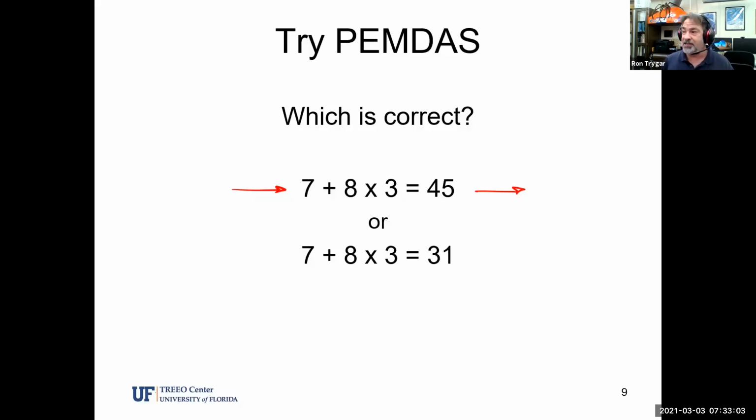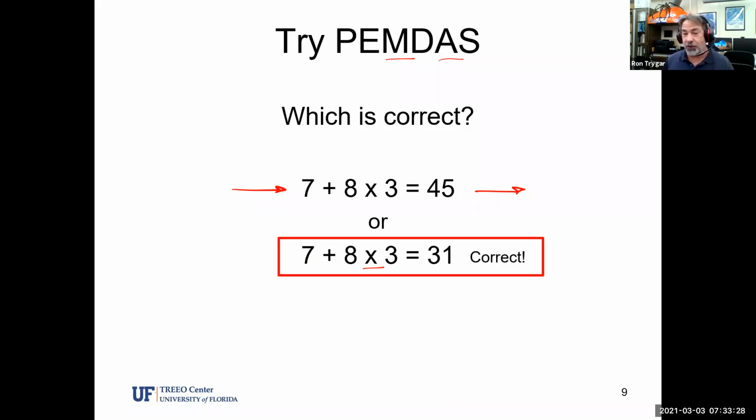Now, remember what PEMDAS says. PEMDAS says that we should do multiplication and then addition, right? So what we're going to do here is the multiplication first, and then add is the second method. Let's see what we get there. So 8 times 3 is 24. 24 plus 7, I get 31. So which one of these is correct? Well, following PEMDAS, we would see that the 31 value would be correct, because we're going to do the multiplication before the addition. So that's how we work that. So again, remember, follow the order of operations.